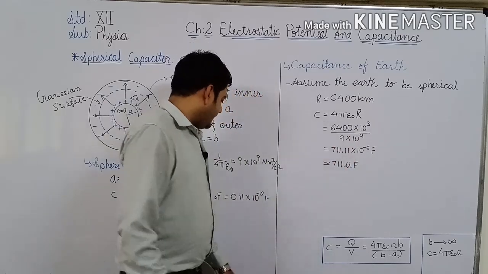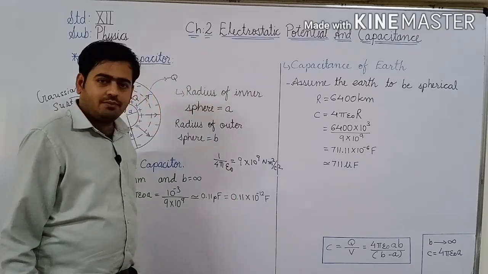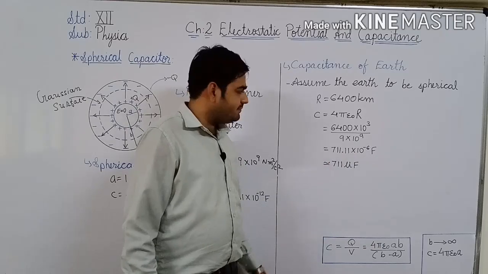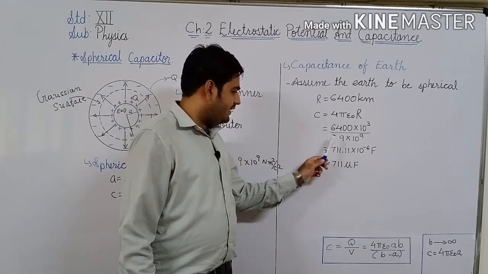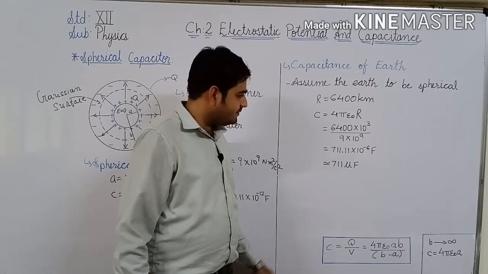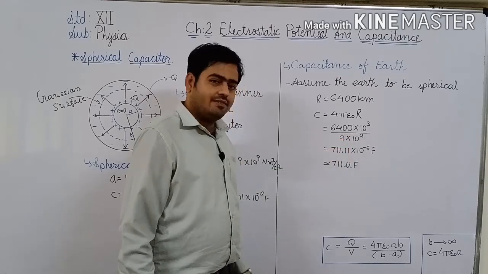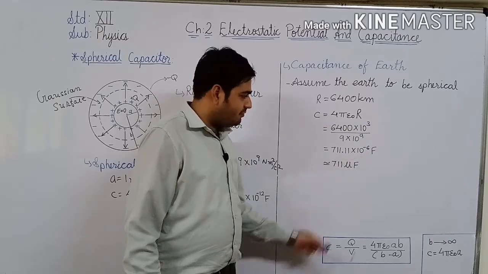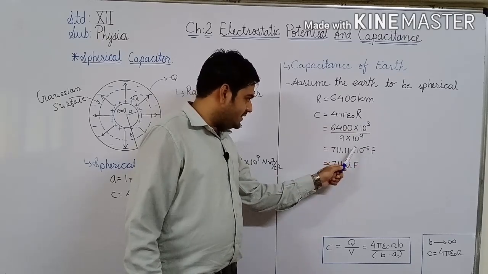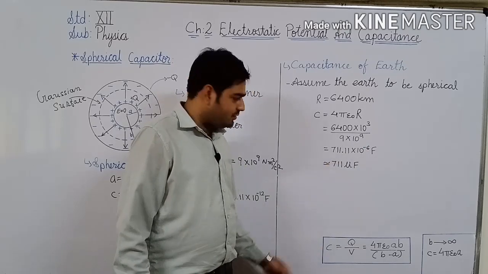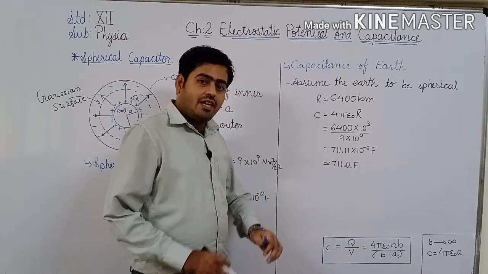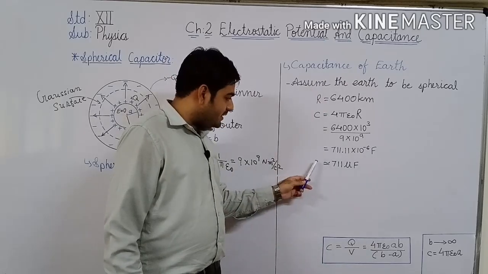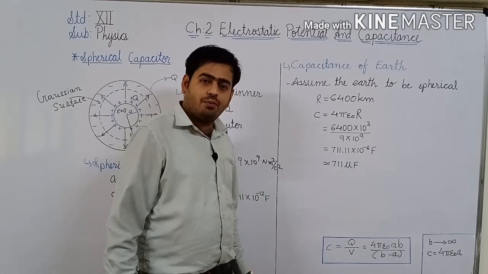4 pi epsilon naught. Right now I told you 4 pi epsilon naught is nothing but 1 upon 9 into 10 raised to 9. So 1 upon 9 into 10 raised to 9. 6400 upon 9, that is 711.11. 10 raised to 3 minus 9, that is 10 raised to minus 6 farad. But 10 raised to minus 6 is denoted by micro. So, if we consider a very large spherical conductor, that is of the size of earth, then the capacitance will be 711 microfarad.